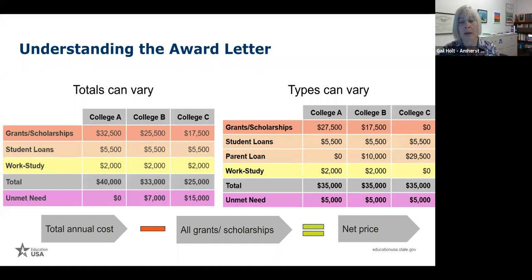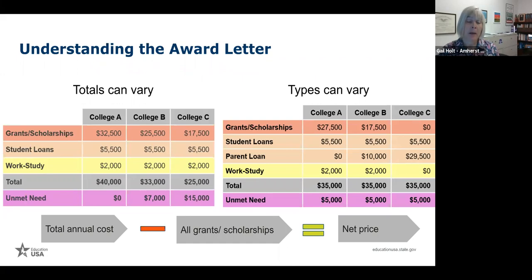And so it's important to recognize that you want to be focused on the grants and scholarships because those are free money. Student loans need to be repaid. And if there's an amount for a parent loan on an award letter, which hopefully there's not, but if that happens, you need to understand that that's not a guaranteed amount. They're just showing you that that's a possibility of a resource, and you would need to go out and apply for a loan, be willing to do that, and then also have the ability to repay it.